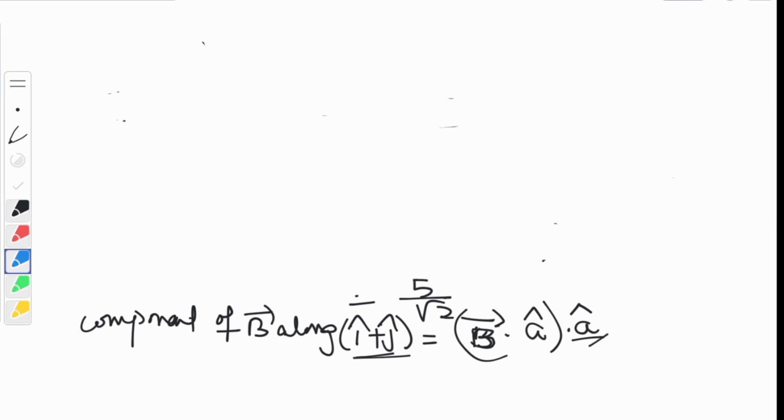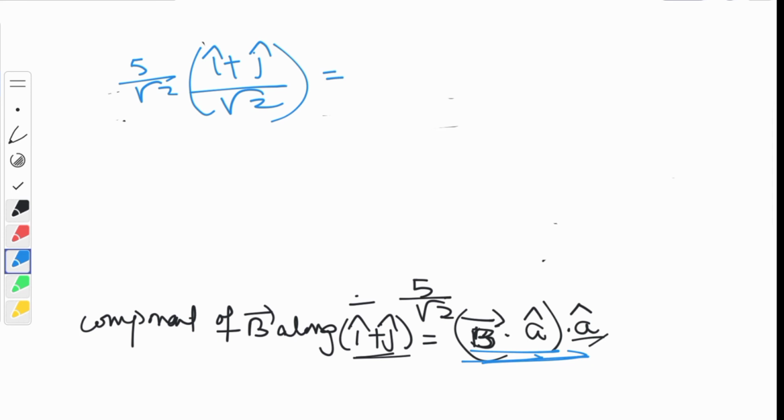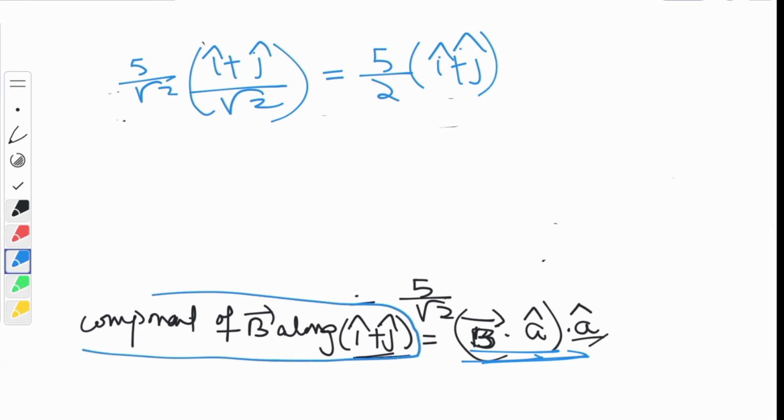Now the component, I'll start from here only, children. So that means your B dot A cap, just now we have derived 5 by root 2. Okay. Then A cap. What is A cap? That is I cap plus j cap divided by root 2. So finally what we are getting? 5 by 2 of I cap plus j cap. So component of vector B along I plus j is this. So this is your final answer, children.